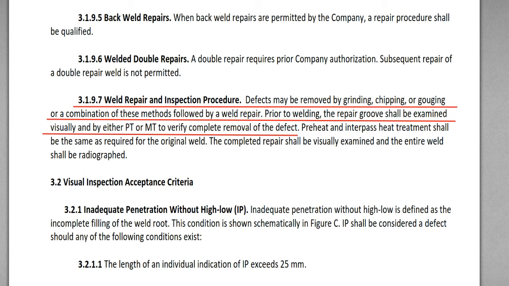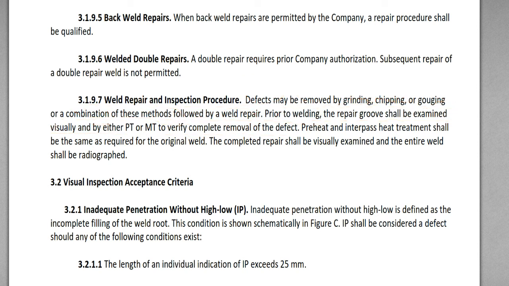Weld repair and inspection procedure. Defects may be removed by grinding, chipping, or gouging, or a combination of these methods, followed by a weld repair. And prior to welding, the repair groove shall be examined visually and by either PT or MT to verify complete removal of defects.